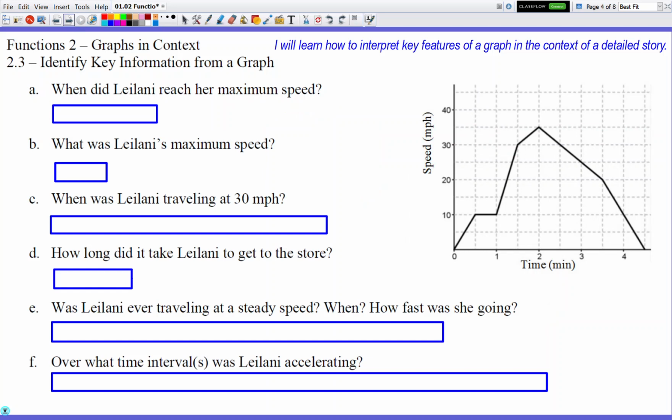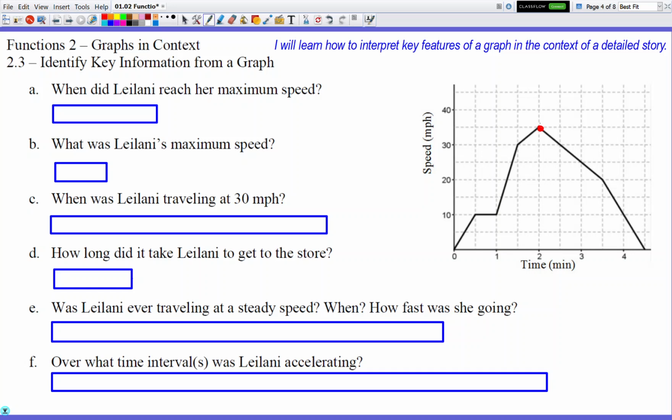Okay, so maximum I guess we can think of as her fastest speed. So when did she get to her fastest speed? So let's look for the highest point on the graph. And I think that would correspond with a dot that's right there. That's the highest point on the graph. And at what time frame does she reach that speed of, ooh, what speed is that anyway? Looks like it's like 35 miles an hour.